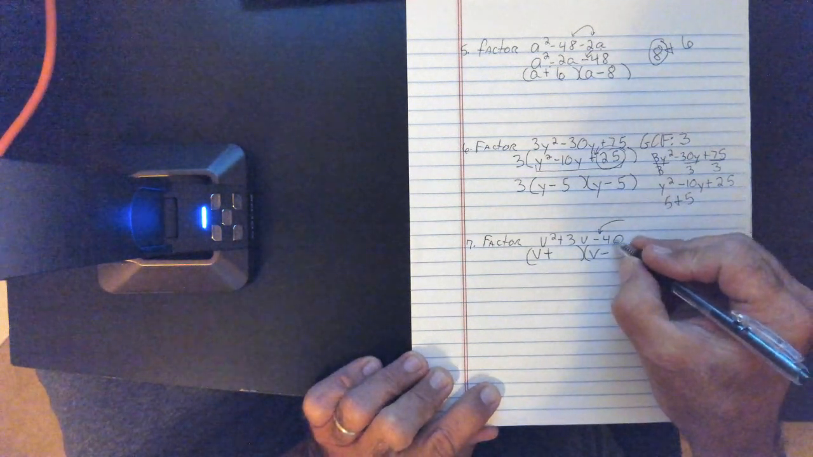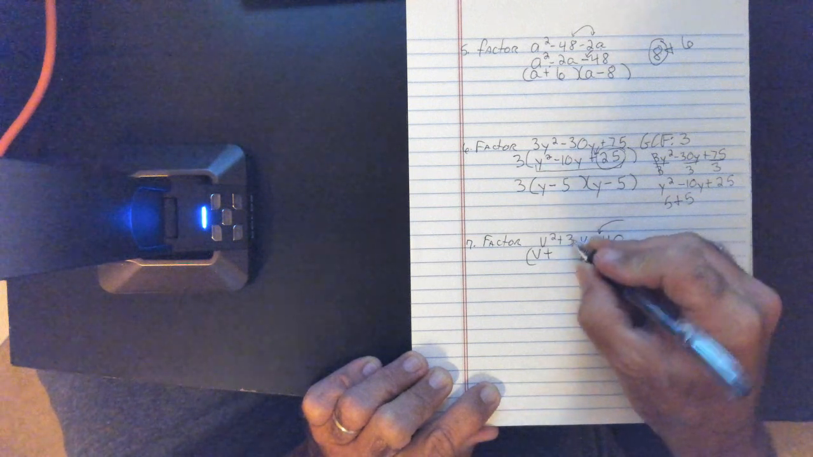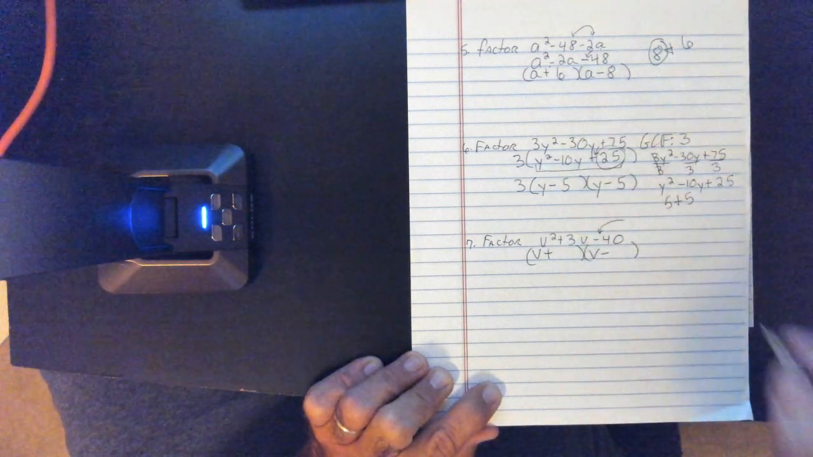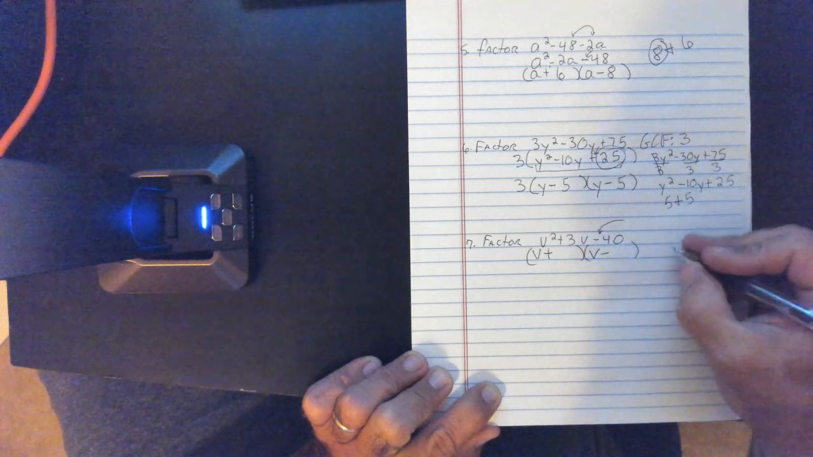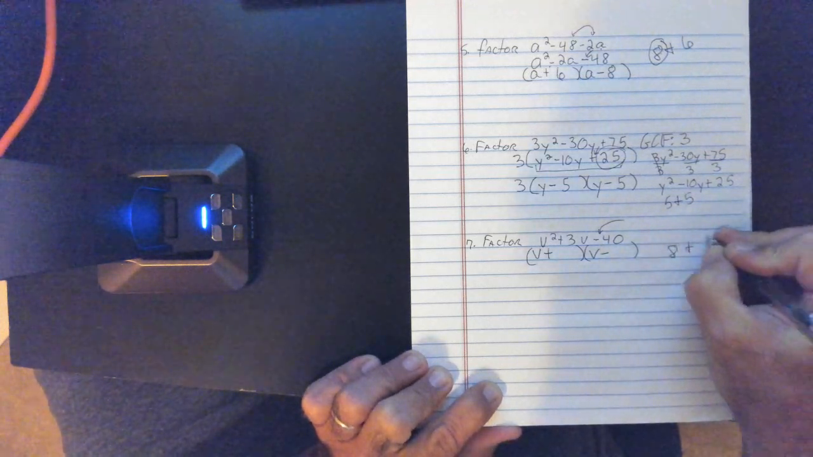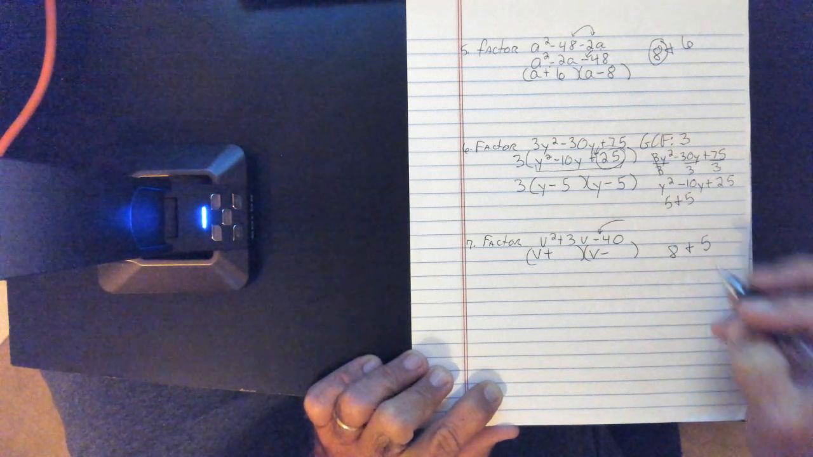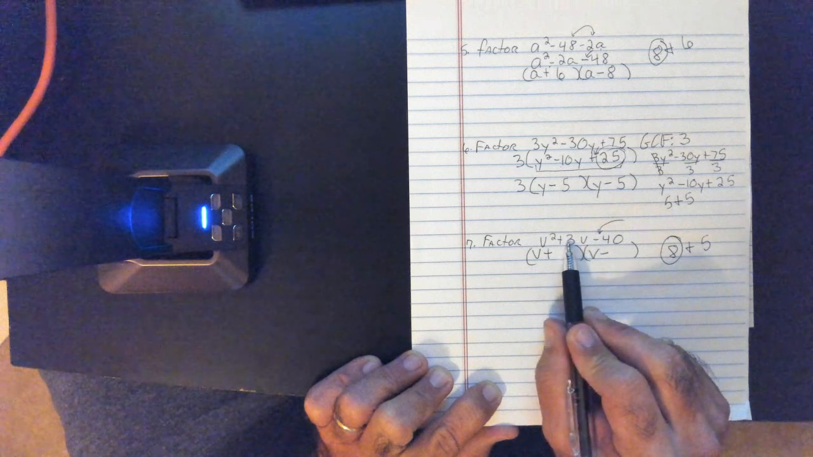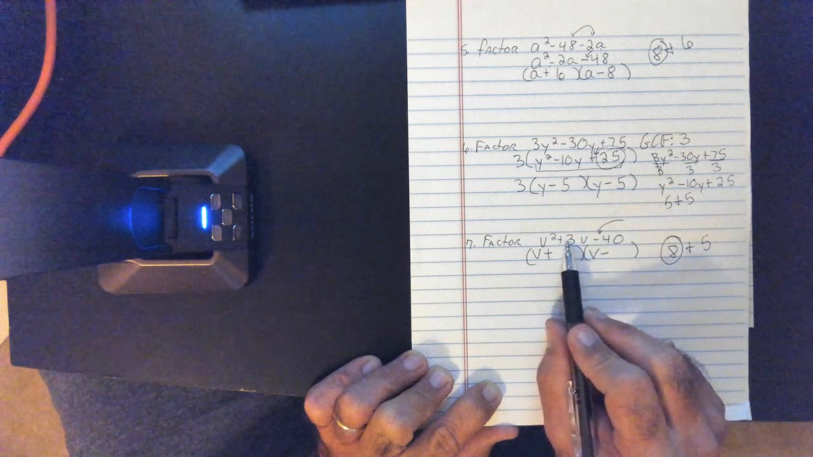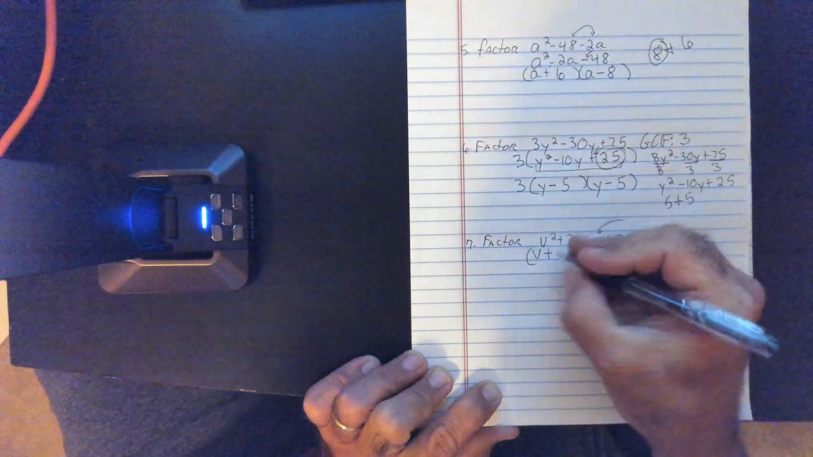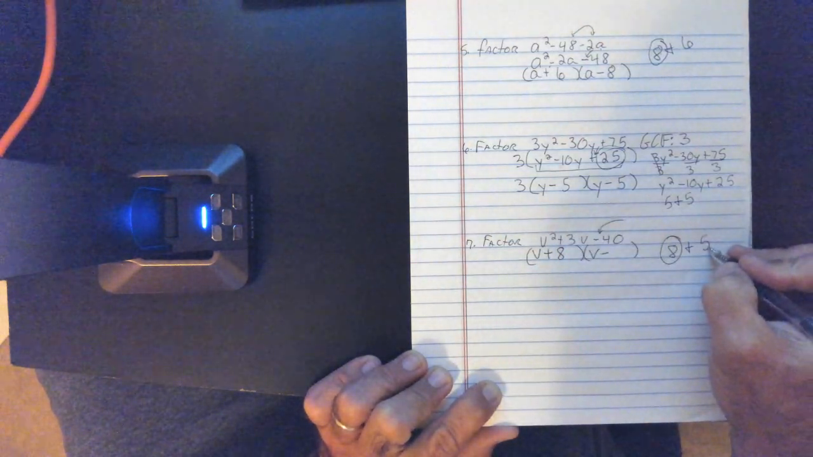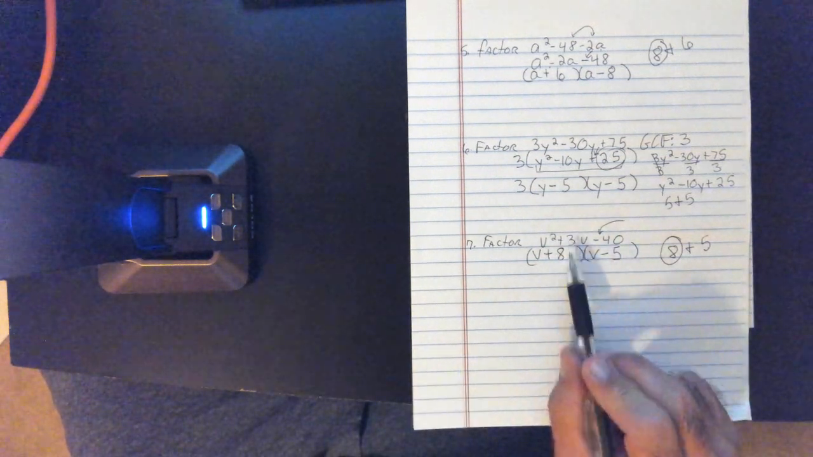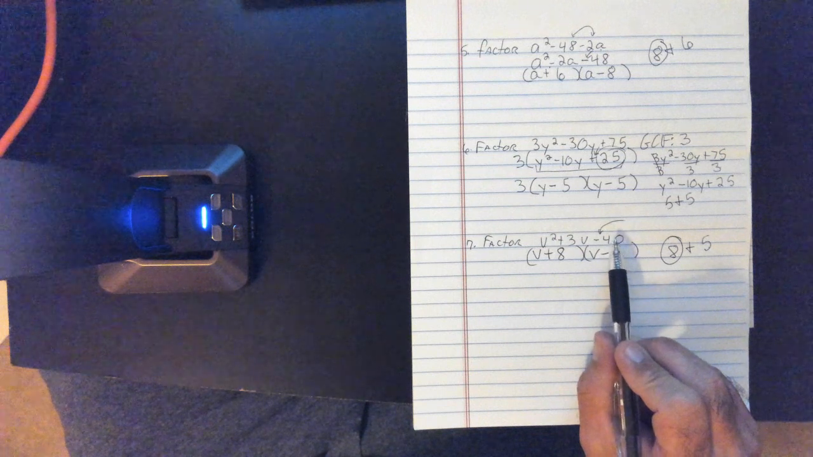Now, I need factors of 40 that'll subtract and give me 3. So let's see, what multiplies to make a 40 and will subtract to get 3 would be 8 and 5. Now remember, 8's the bigger number. When you got 8, you look at what that middle is, it's a positive 3. So since the middle number is positive, the larger number is going to be positive, and the smaller number 5 will be negative. Once again, 8 negative 5 equal 3. 8 times negative 5 equal negative 40. Alright, and we are done.